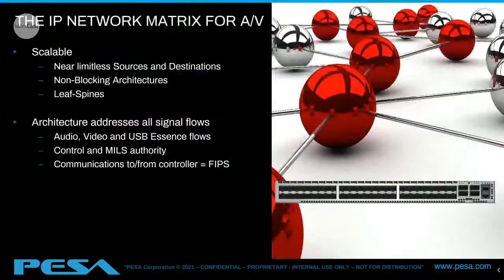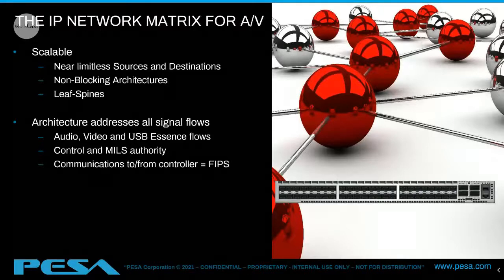Now, the network IP matrix is a lot different than the baseband address. One of the advantages is scalability. We end up with near limitless sources and destinations, but the thing to keep in mind for video and audio is that we have to have a non-blocking architecture. That's slightly different than office architectures, where we can have a little bit of a blockage. In other words, if you're looking at a particular thing on the internet and it's a little slow, that everybody is busy on the network, we don't really mind so much.